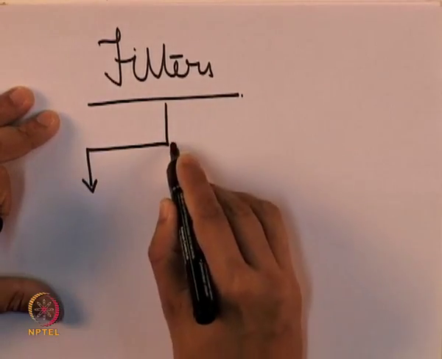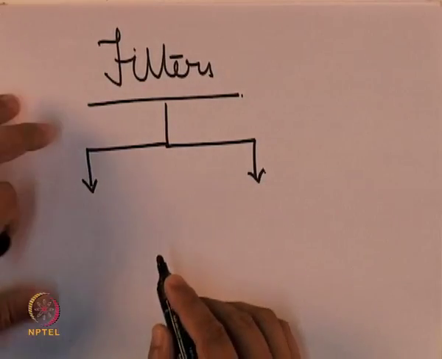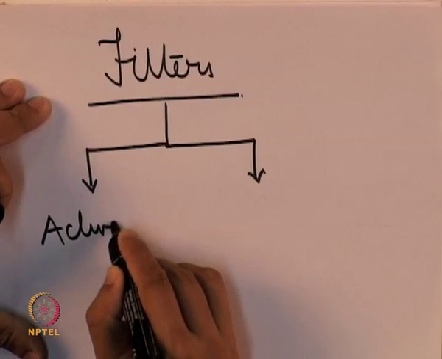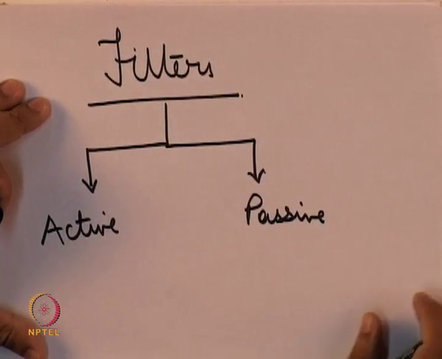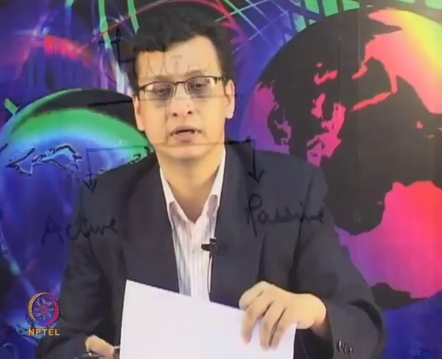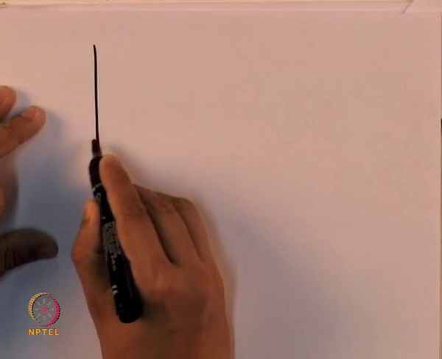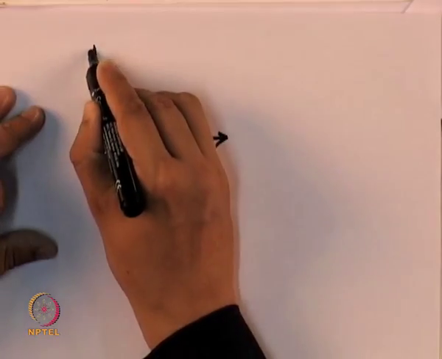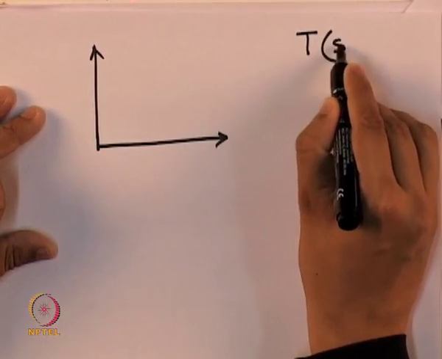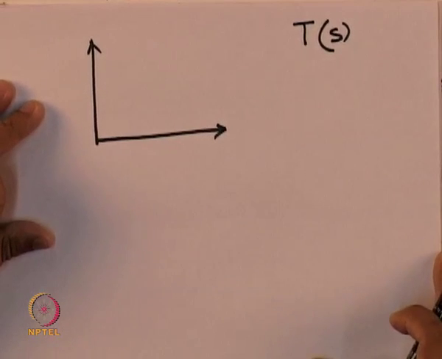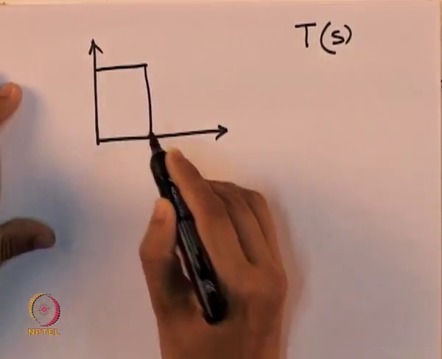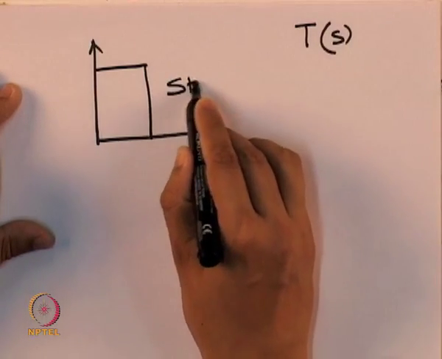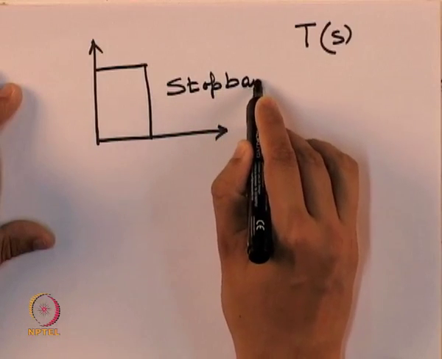Broadly, the term filter as applicable for analog circuits can be classified into two parts, active and passive filters. Now, ideally the frequency response of a filter should be something like this. If T(s) represents the transfer function of a filter, then a low pass filter is one which has a characteristic like this.